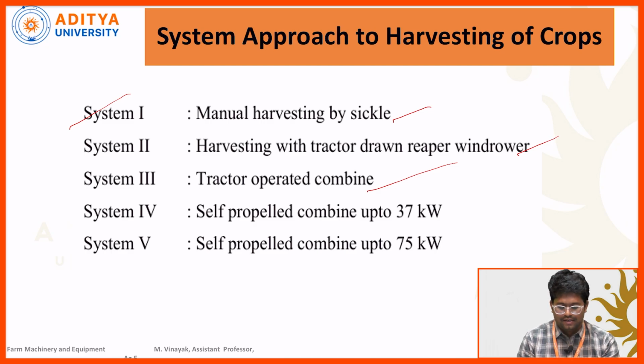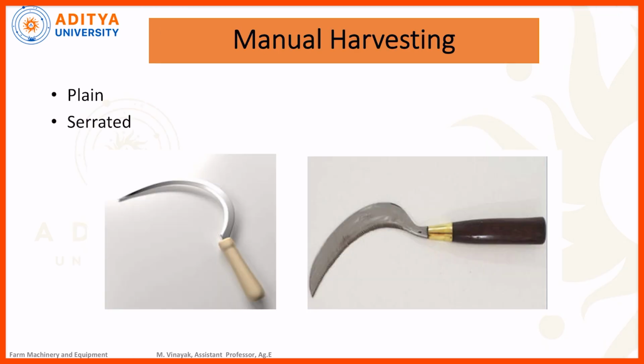Regarding the combine harvesters, up to 37 kilowatts comes under system 4 and up to 75 kilowatts comes under system 5. Next we can move on to the next slide.